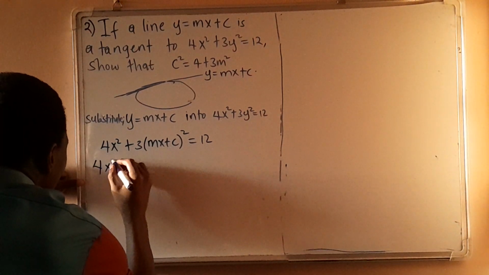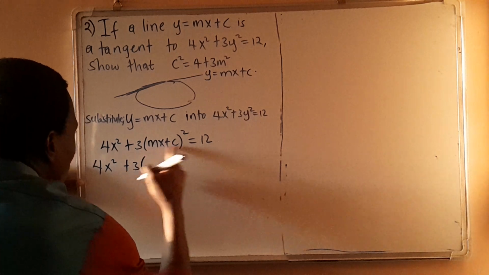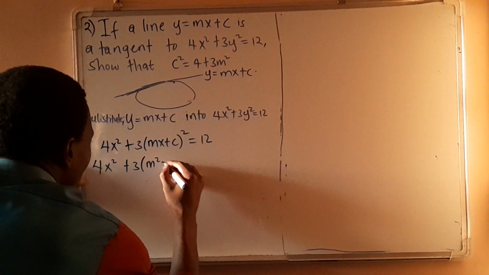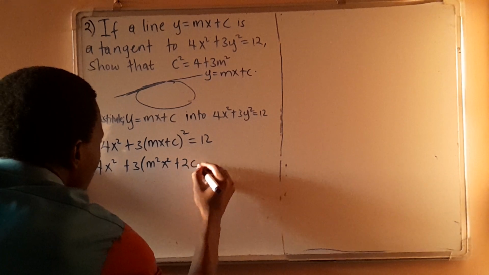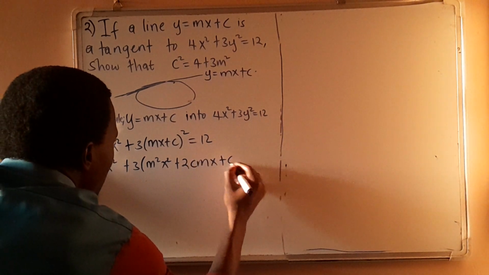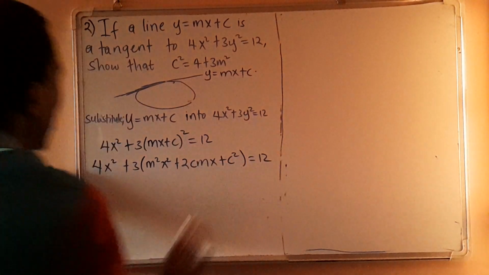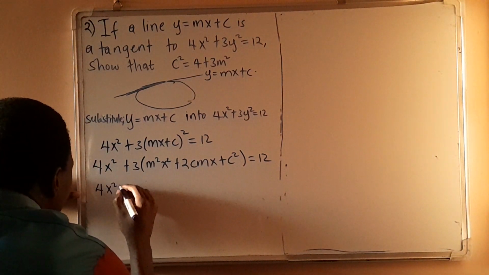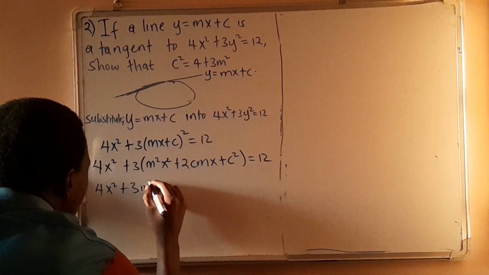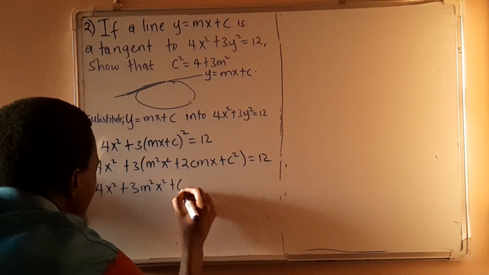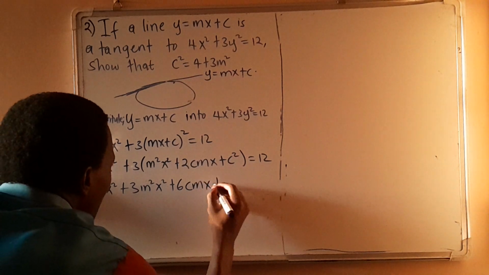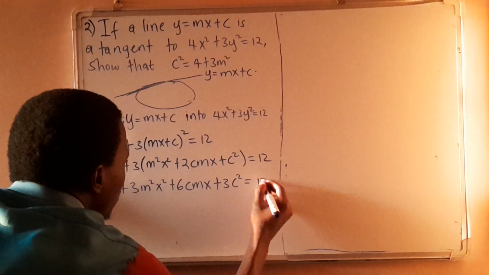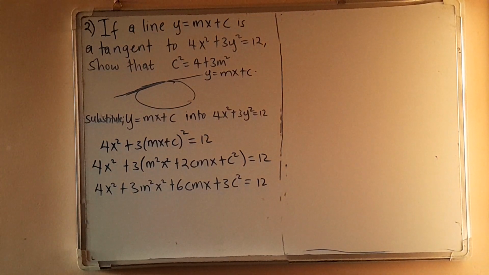This is 4x squared, then plus 3, open brackets here, m squared x squared plus 2cmx plus c squared is equal to 12. Opening brackets, 4x squared plus 3m squared x squared plus 6cmx plus 3c squared is equal to 12. We can try to express that in terms of a quadratic equation.